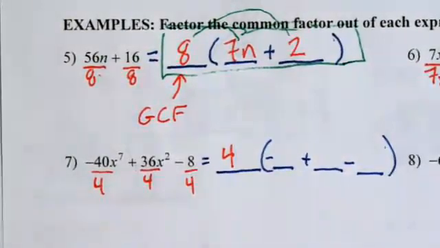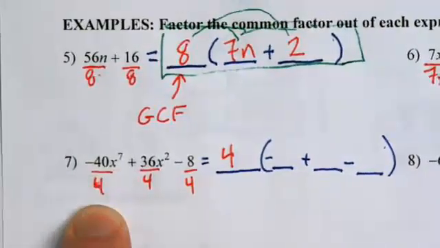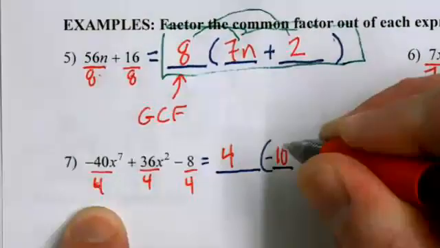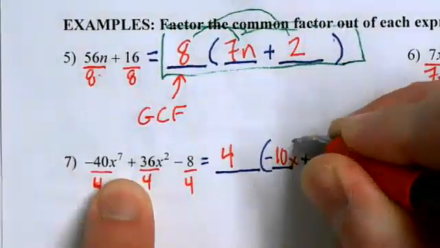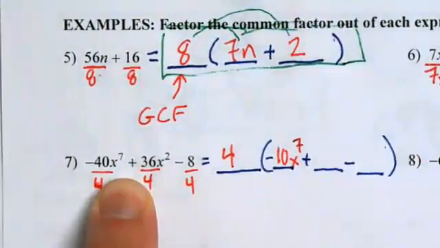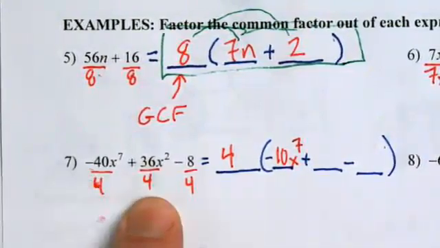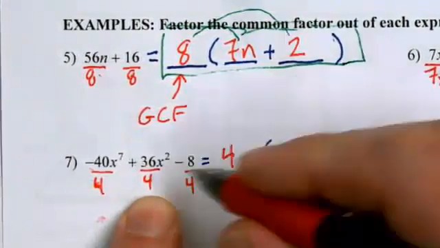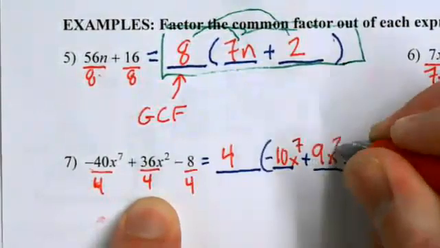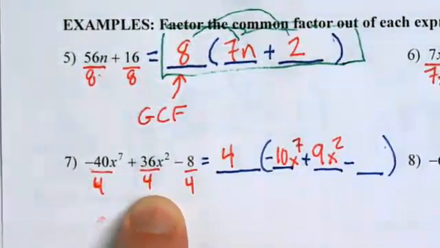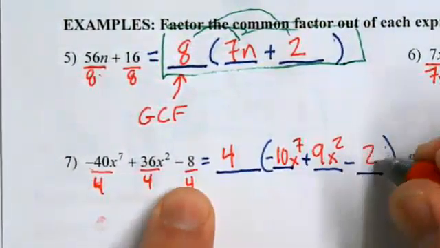All right, so let's see here. What is 40 divided by 4? 10. And we have an x to the 7th there. So 10x to the 7th. And I had already put my minus down from the original problem. 36 divided by 4 is 9. We've got an x squared there. 8 divided by 4 is 2.